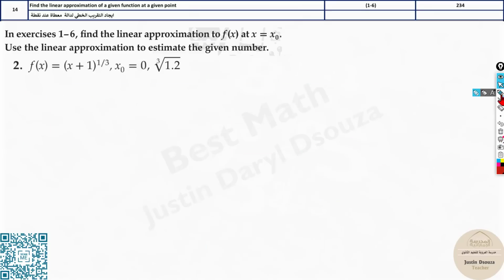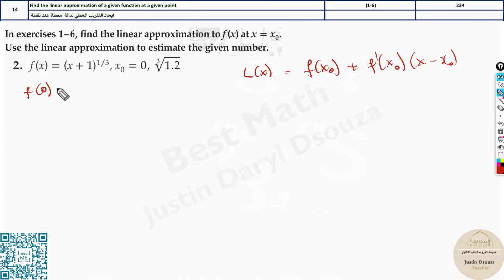Let's do one more problem here. Again, it's the same thing. It's just that you need to remember the derivation. You need to remember the formula. That's the first thing. Remember, the linear approximation of x is first you need to derive it as it is with x naught, whatever given, plus the derivative of x naught multiplied with x minus x naught. This is it. So now first let's solve. What is x naught? 0. So it'll be 0 plus 1 the whole power 1/3. 0 plus 1 is 1.